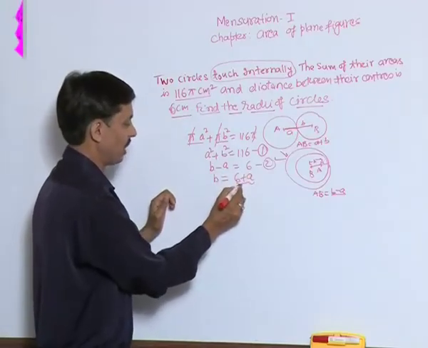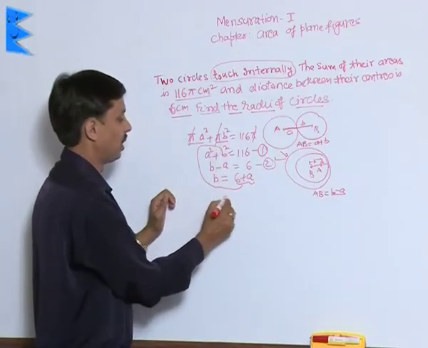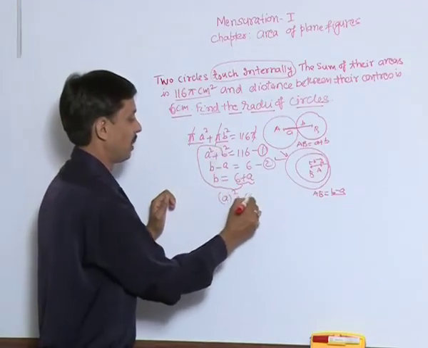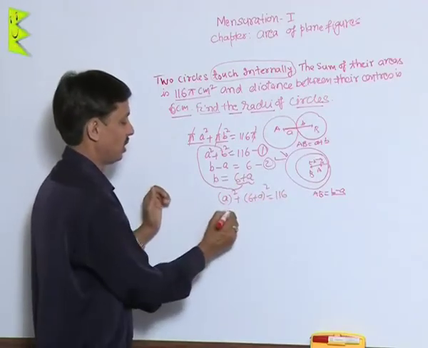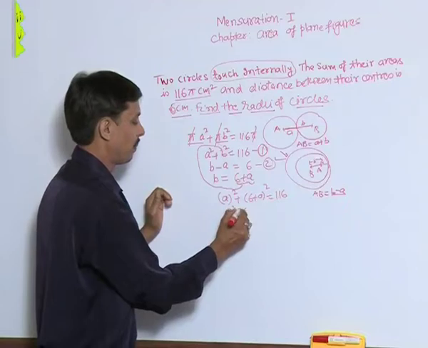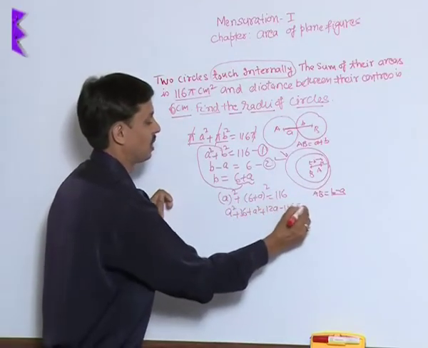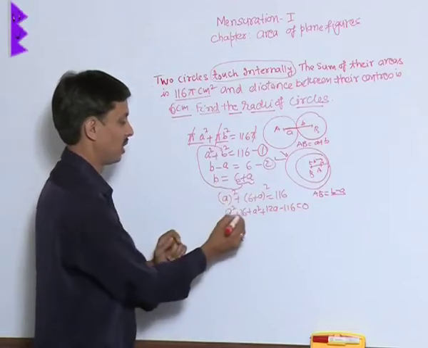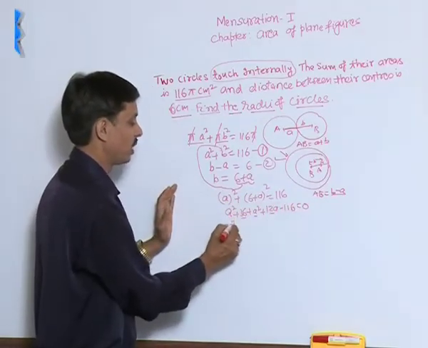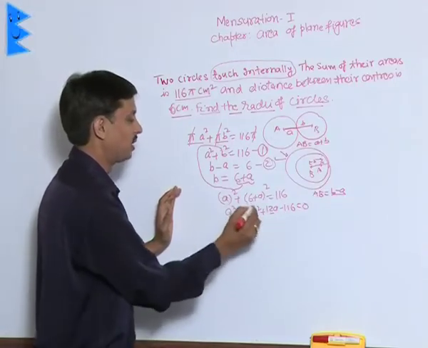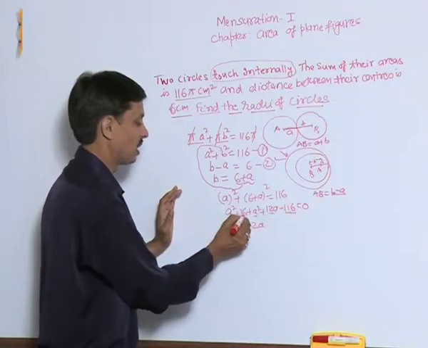If I ask you to replace the value of B from equation number 2 into equation number 1, we will get A square plus (6 plus A) whole square is equal to 116. This is coming out to be A square plus 36 plus A square plus 12A minus 116 is equal to 0, because (A plus B) whole square is A square plus B square plus 2AB. Now A square and A square is 2A square, and then plus 12A, and it is minus 116 plus 36.